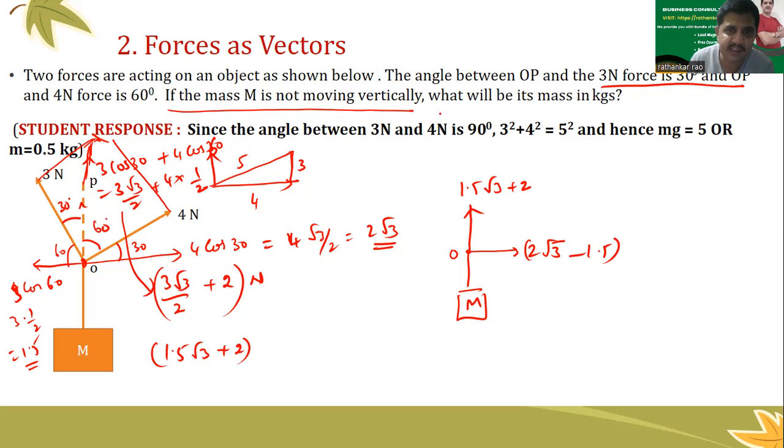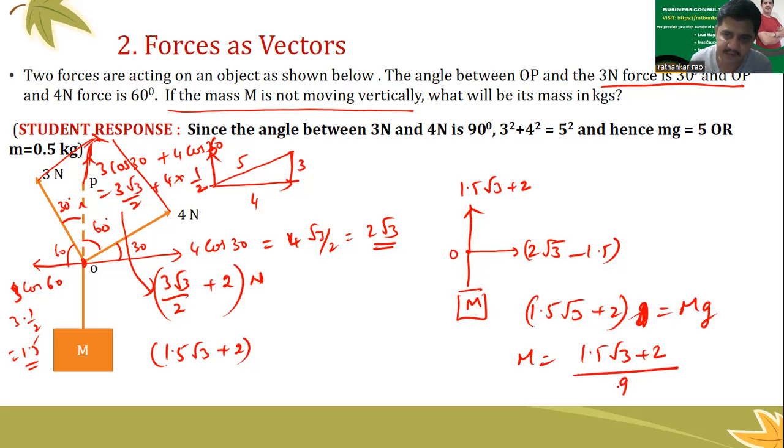Now, let us read the question once again. It says if the mass m is not moving vertically, which means the mass m is not moving. Only this part of it is moving. Why doesn't it move? Because the algebraic sum of the forces along the vertical y direction is equal to 0. So we should now say that (1.5 root 3 plus 2) is equal to m into g. Our m should be equal to (1.5 root 3 plus 2) divided by g.